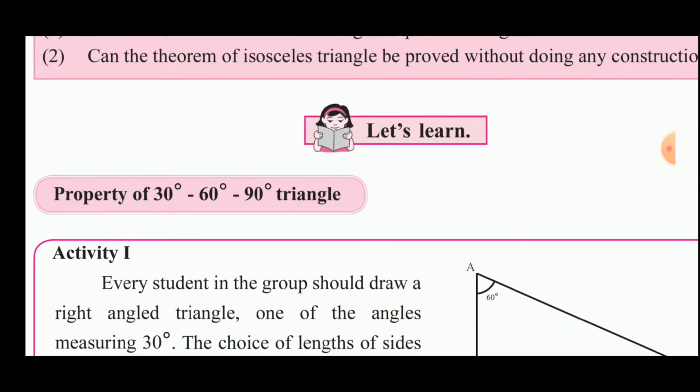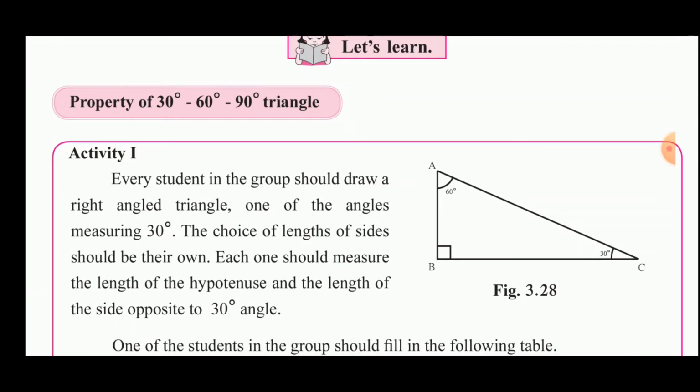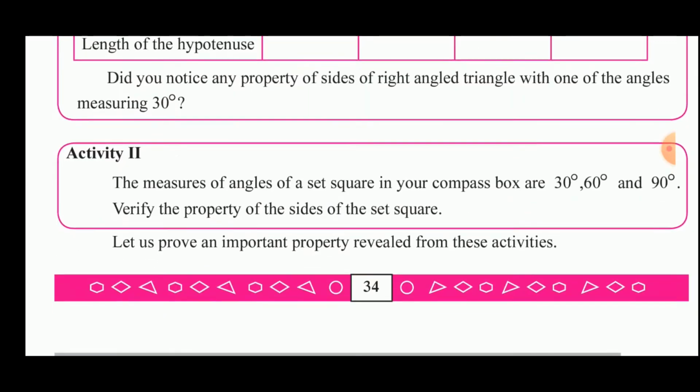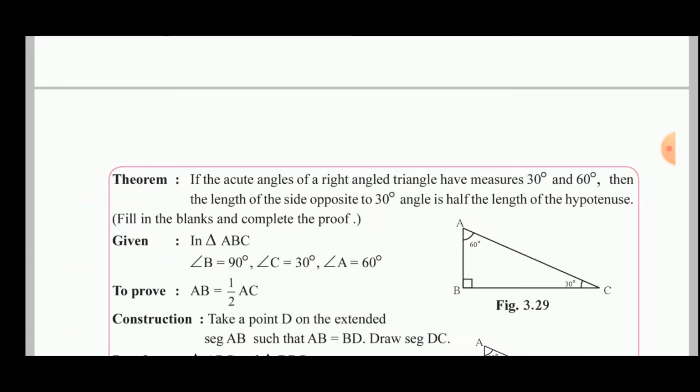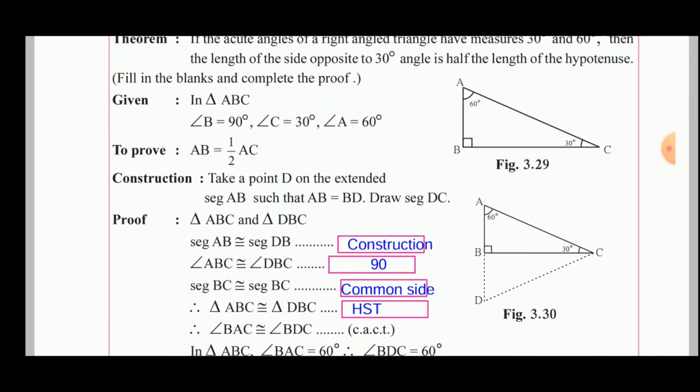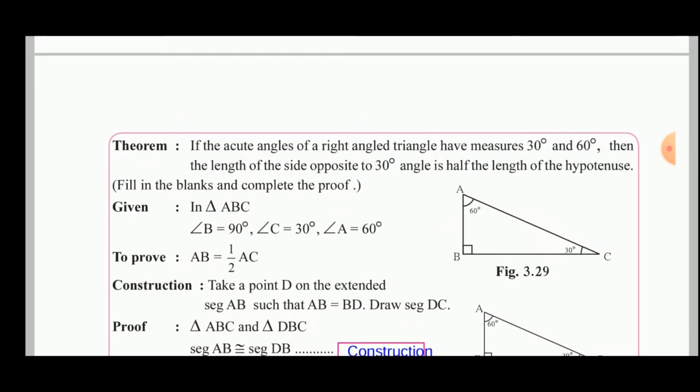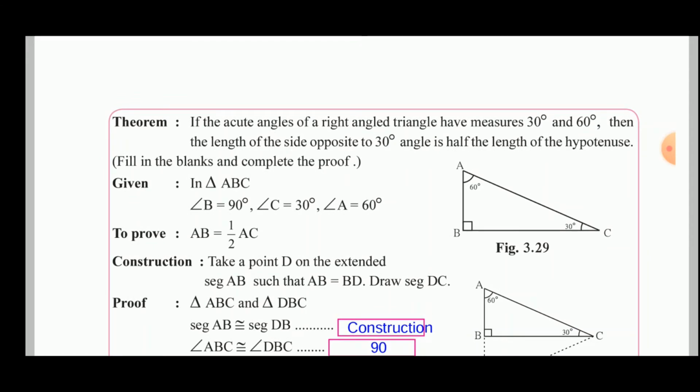Now next we will see the property of the 30, 60, 90 triangle. The property of the 30, 60, 90 triangle is, if the acute angles of the triangle have the measures 30 and 60, then the length of the side opposite to the 30-degree angle is half the length of the hypotenuse. Now you have to prove this in triangle ABC. Angle B is equal to 90, angle C is equal to 30 degrees and angle A is equal to 60 degrees. So you have to prove that AB is equal to half of AC.